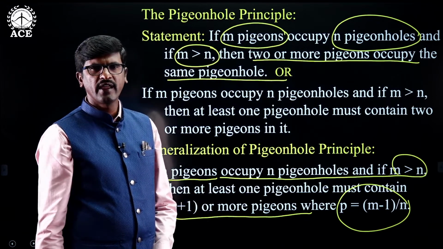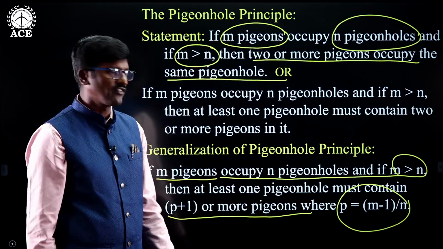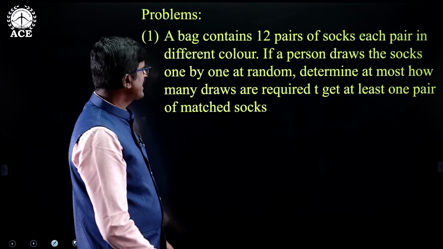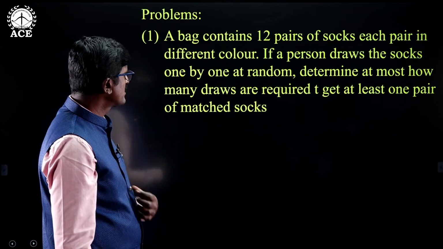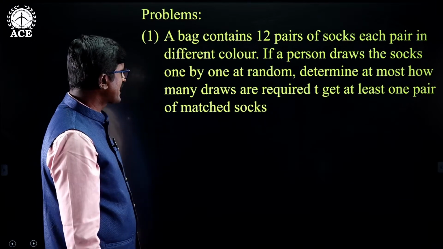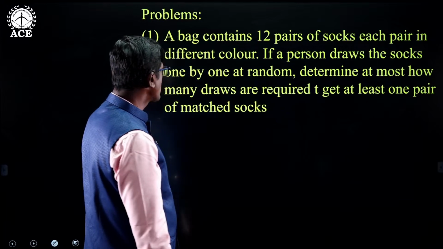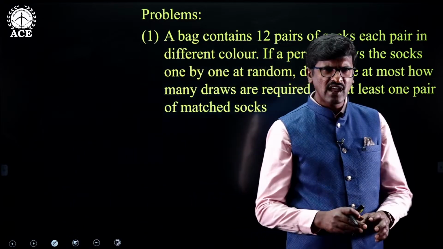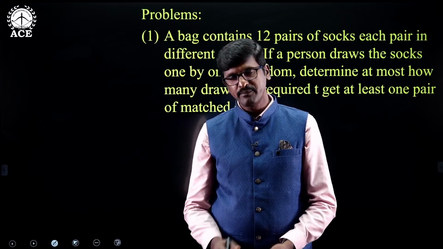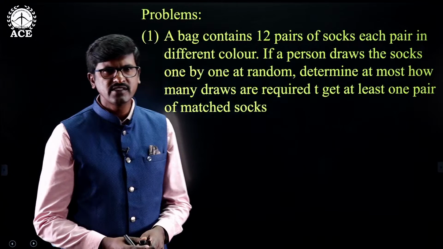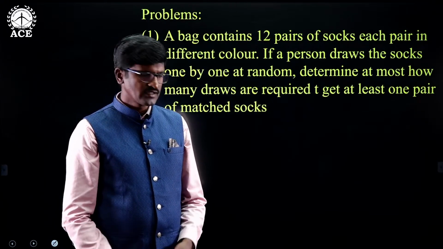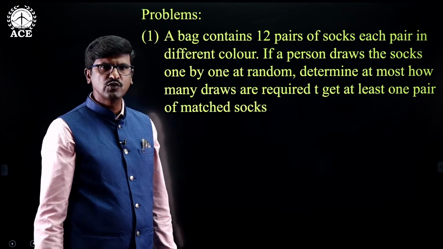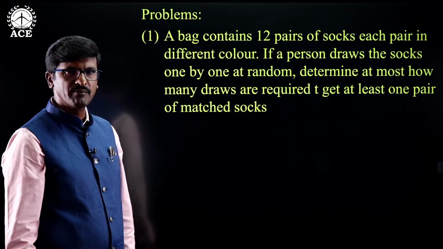This principle will be used in the pumping lemma, which is there in formal languages and automata theory. These are the examples. If you look at this example, a bag contains 12 pairs of socks, each pair in a different color. If a person draws the socks one by one at random, determine at most how many draws are required to get at least one pair of matched colors. So here there is a box consisting of 12 different pairs of socks. If we are drawing socks one by one, how many attempts do we need to get matched color socks?